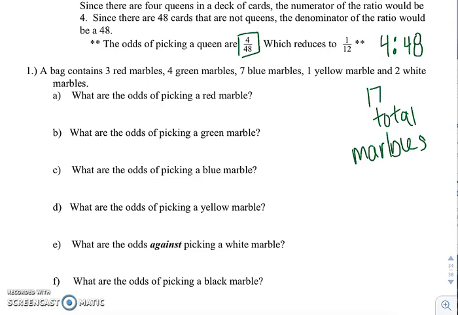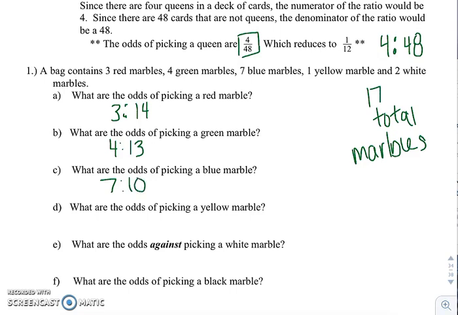So what are the odds of picking a red? Okay, there are 3 red. That is what we want. So how many are not red? 14. So 3 to 14. What are the odds of picking a green? There are 4 green. So how many are not green? 13 of them in the bag. What are the odds of picking a blue? 7. So this one would be 7 to 10.